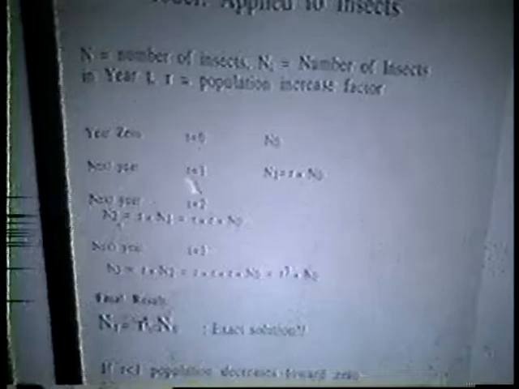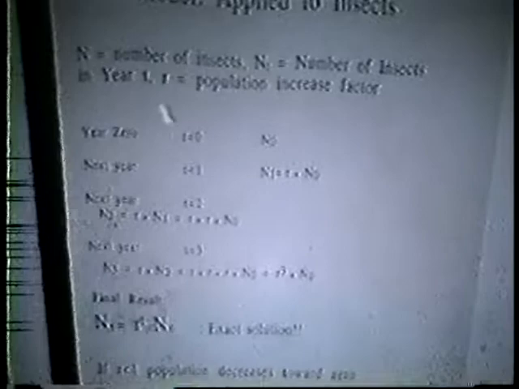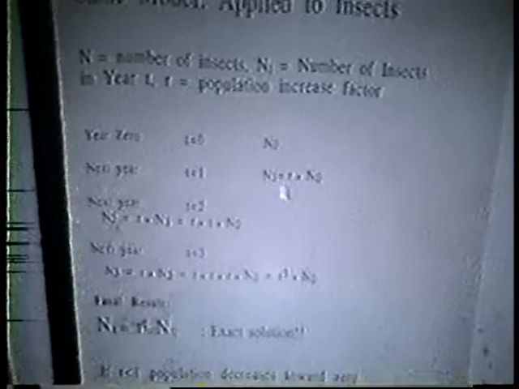In year one, I might then have, according to the notion, if there's an increase by a factor R in each year, N1, which is R times N naught insects. N naught might be 1,000 insects. The population increase factor R might be 1.08, and that might be 1,080 insects.